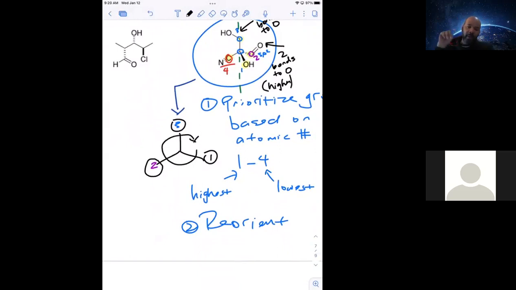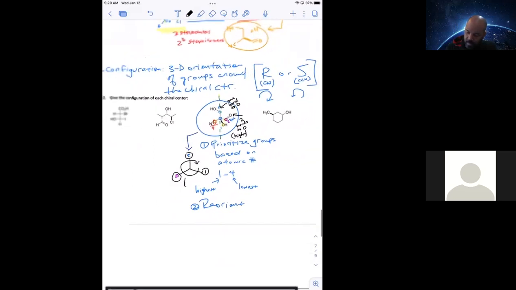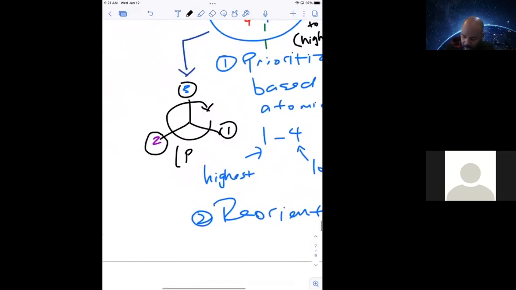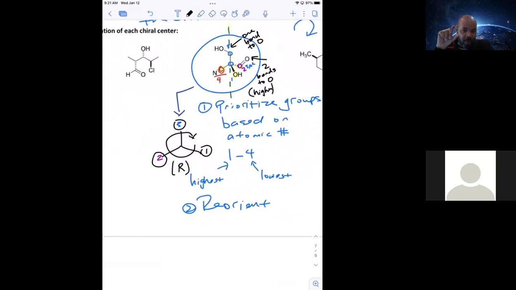So what is the configuration of that stereocenter? Is it R? It's R. Clockwise is R, counterclockwise is S. So this is going to be R. All right. Questions about that? This is the most basic form that you'll find a chiral center in. It's just a simple tetrahedral like that.